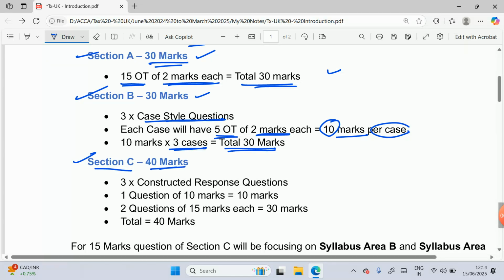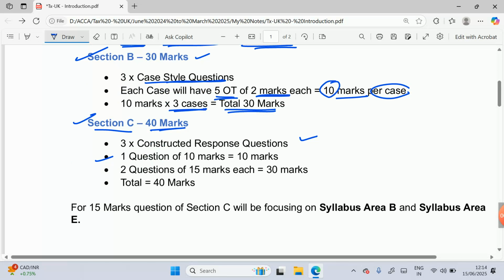And then comes your section C for 40 marks. So there will be 3 constructed response questions. It may be Word, it may be Excel, it may be a combination of both. One question will be for 10 marks. This can come from any syllabus area, and it will be mostly based on the parameters of tax savings or tax planning, I would say. Since you would be acting in this paper as a tax advisor, a question will be framed from a tax planning point of view in this 10 marks.